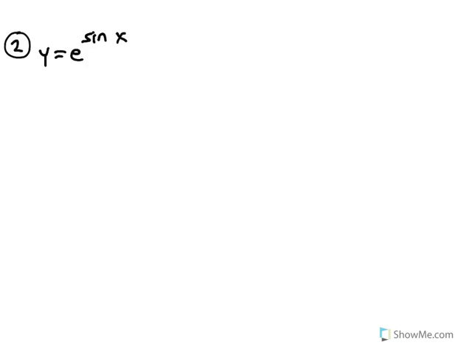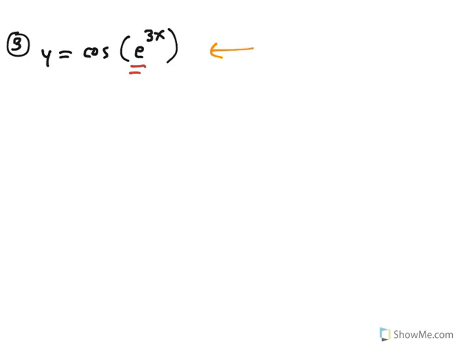Here's number two. Our function is y is equal to e to the sine x. So we do have the natural exponential function, but we also have a composition of two functions, so we will have to use the chain rule here as well. Number three, we do see the natural exponential function. We have a composition of three functions, so we will have to use the chain rule here as well.